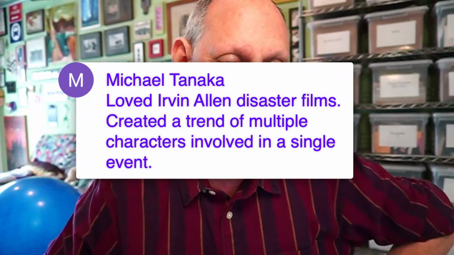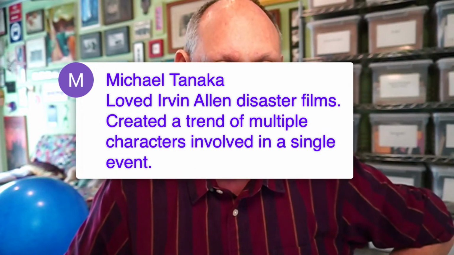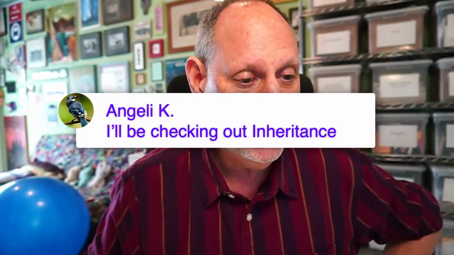Michael Tanaka says, I loved Irwin Allen disaster films, which created a trend of multiple characters involved in a single event. Yes, exactly. Most famously, The Towering Inferno, which is truly not a good movie, but it's a kick, and it does feature multiple storylines. Angeli, yes, check out Inheritance. I'm sure as soon as I stop working here, I'm going to think of like 18 different great series with ensembles that you're following.